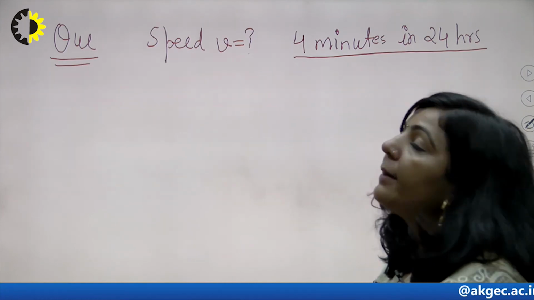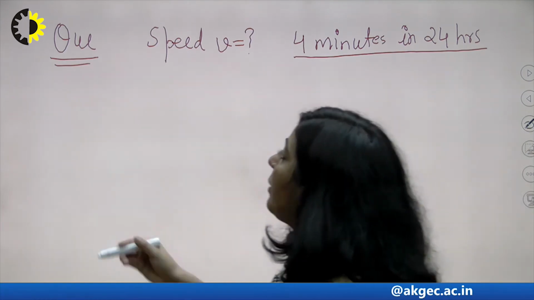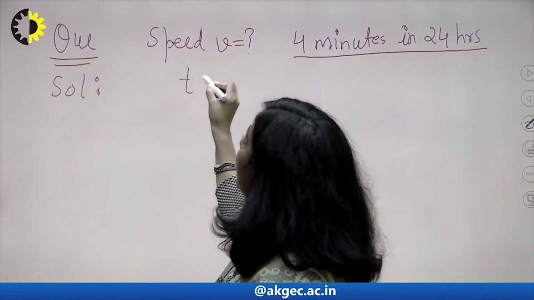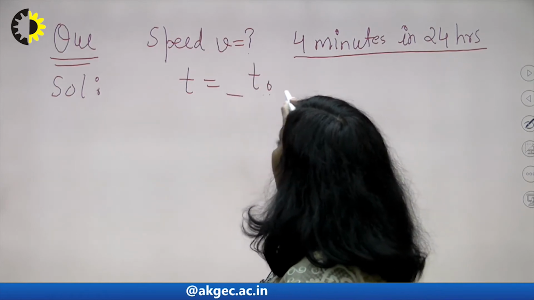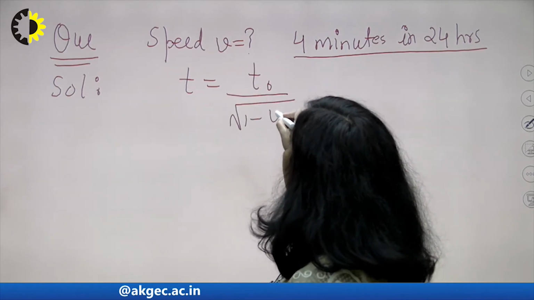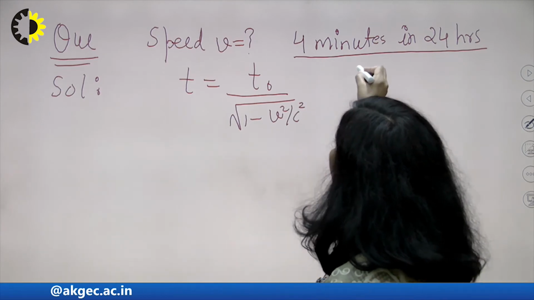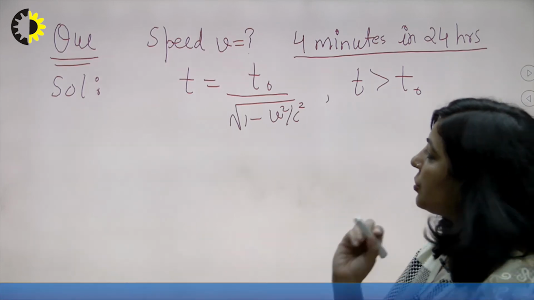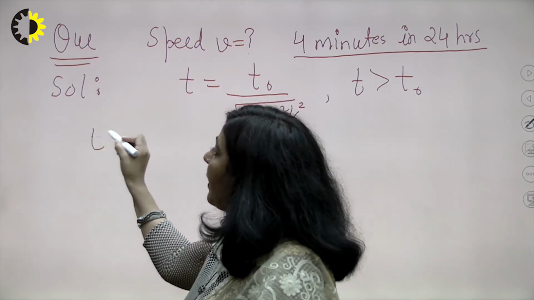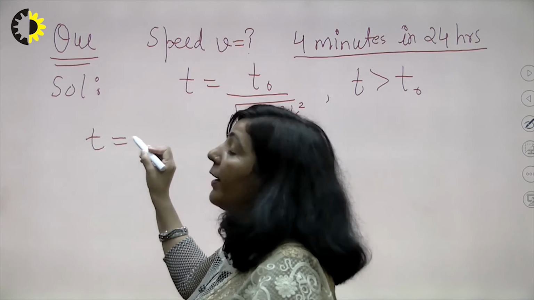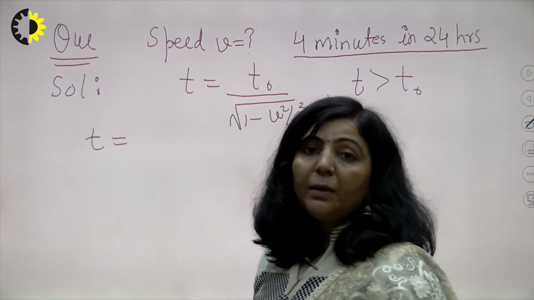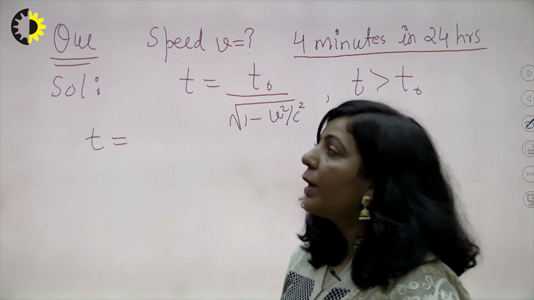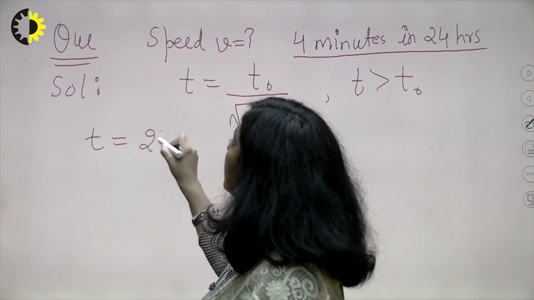So we have to find that particular speed, and according to the concept of time dilation, what is the formula for time dilation? T is equal to T naught upon under root 1 minus v square upon c square, and you know T is always greater than T naught, right? Since the clock is keeping correct time, T is your 24 hours.